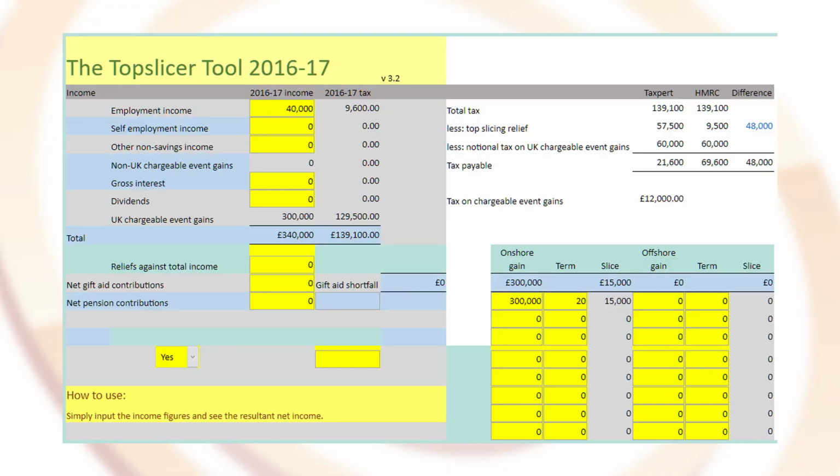40,000 of other income and a chargeable event gain of 300,000 for a policy that's run for 20 years. According to HMRC, you're going to have to pay 69,600 in tax for that year. But by my calculation, you should only be paying 21,600, a difference of £48,000. And this is very serious. I can explain how I get to such a high difference.